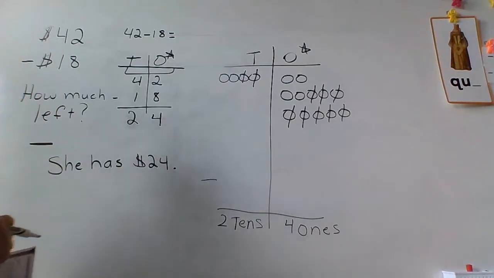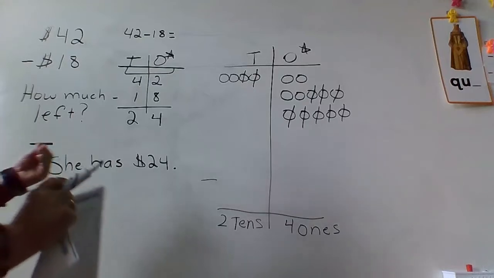That's it, with a dollar sign. She has $24. That's what she had left, $24 after she went shopping. Okay? And that is our application problem for today. Okay? We practiced that subtraction skill.